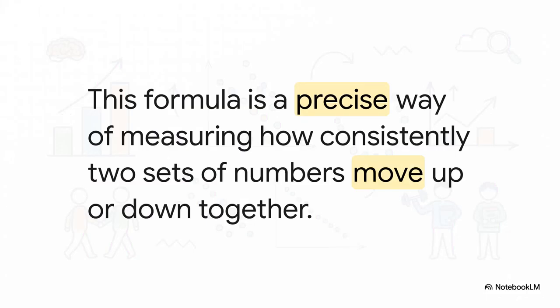Okay, whoa, don't let this formula scare you. We are not going to do the math here, I promise. But this is Pearson's method. It looks super complex, but the idea behind it is pretty straightforward. It's just a very, very precise way to measure how consistently two sets of numbers move up or down together.